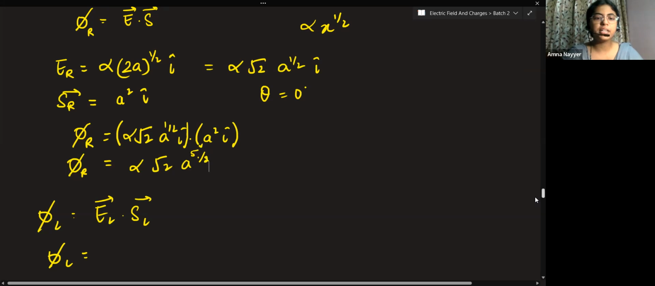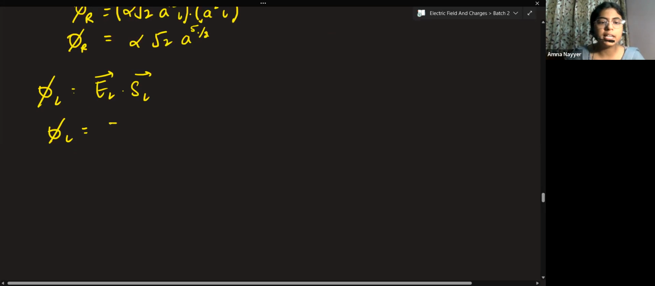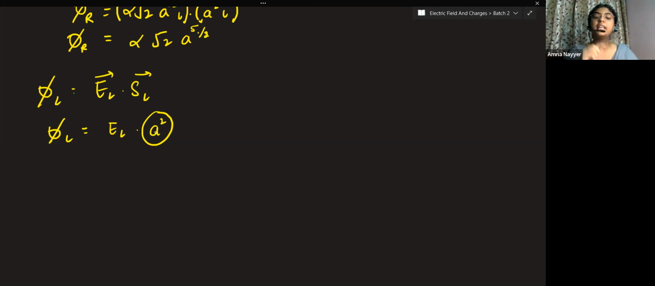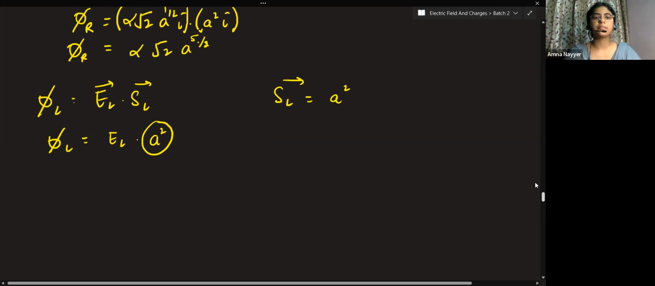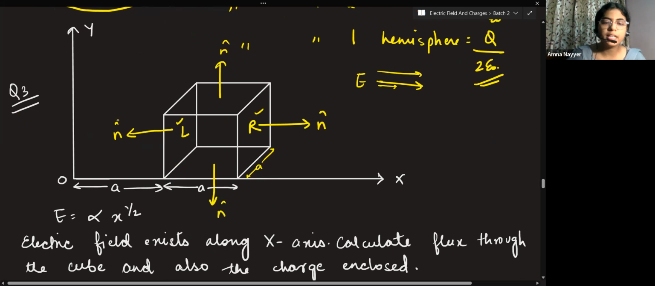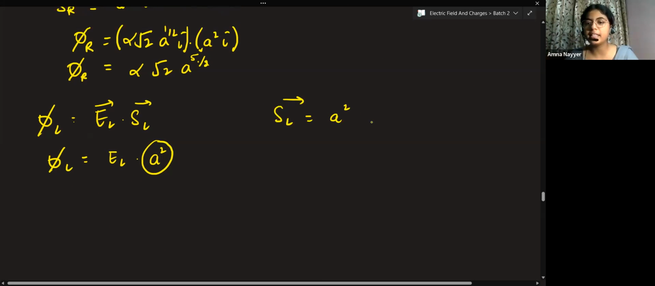Now see, the electric field for the left hand side will be multiplied by the surface area. The surface area will be A square only. It's just that now, instead of writing A square, we'll be considering the direction of the area vector. Now the area vector is pointing towards the left hand side, towards the negative x-axis. So it means it will be minus i cap. So A square minus i cap you have.